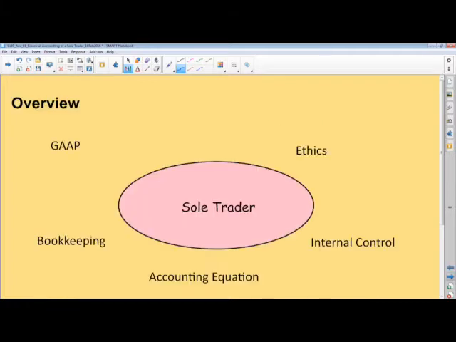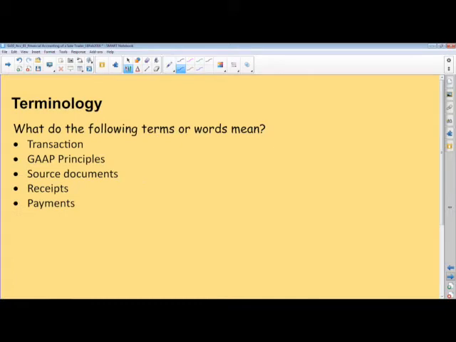We will look at the GAAP principles today. We're going to look at the ethical thing to do when you compile your accounting records. We're going to look at the internal control. So internal control, how do you control your assets and especially your trading stock and money within a sole trader. We're going to look at the bookkeeping of the sole trader today, and we're going to look at the accounting equation. So let's start with the terminology you need to know.